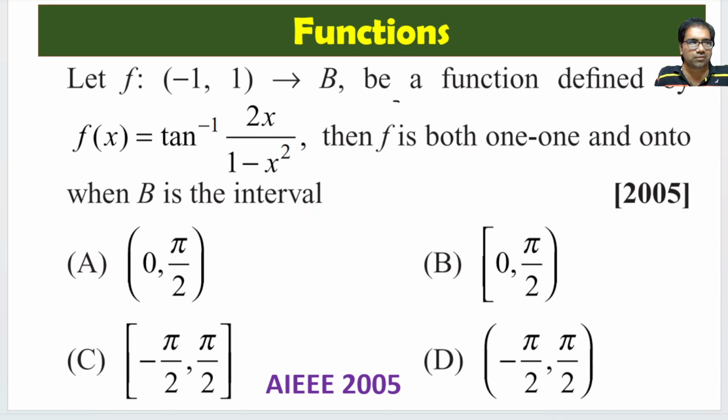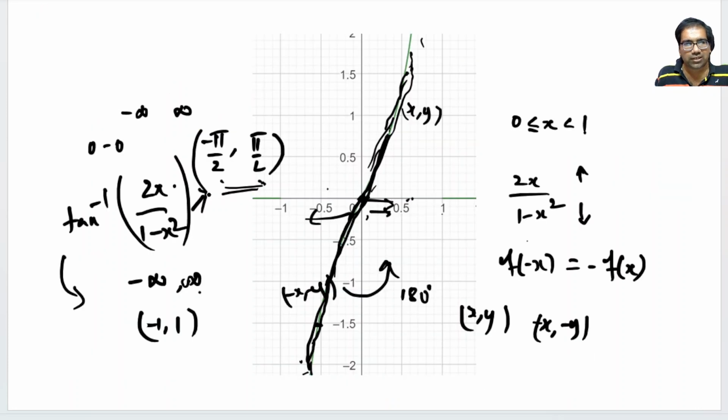whatever value, minus pi by 2 to pi by 2. Any value in between. So for example, 0, or 30 degrees or pi by 6, pi by 3, whatever. All the values, they will appear, right? They will appear at some point. And because this 2x by 1 minus x square is taking all the values from minus infinity to infinity, tan inverse of this will take all the values from minus pi by 2 to pi by 2, excluding minus pi by 2 and pi by 2. It will take all the values.